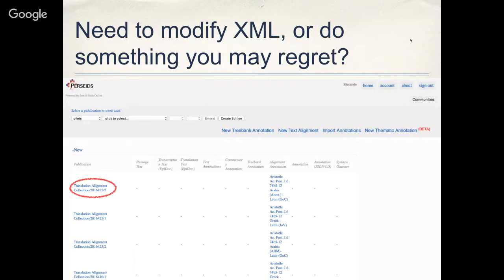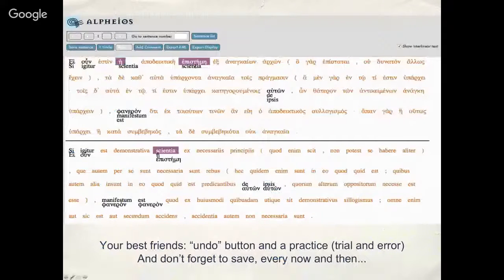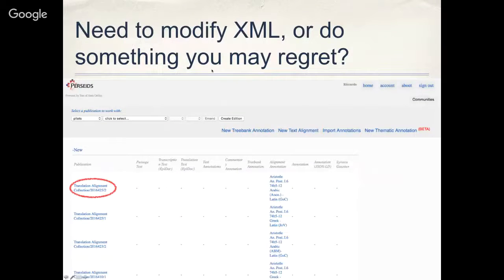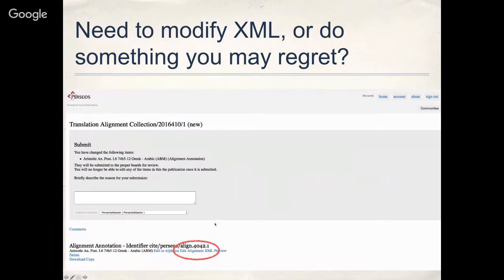Okay, so a couple of further comments. If you ever happen to need to modify the XML, the underlying XML file, for instance, this happens if you happen to have, say, mistyped or miscopied, or you just realize that one word in one of the two languages is just wrong and you need to change it, then one way to do it that I know about and that I've used is to go back to the home page, to go on the translation alignment box here, select it. This brings you to this other page where you can edit the alignment in XML, and this is what it looks like when you click on this link.